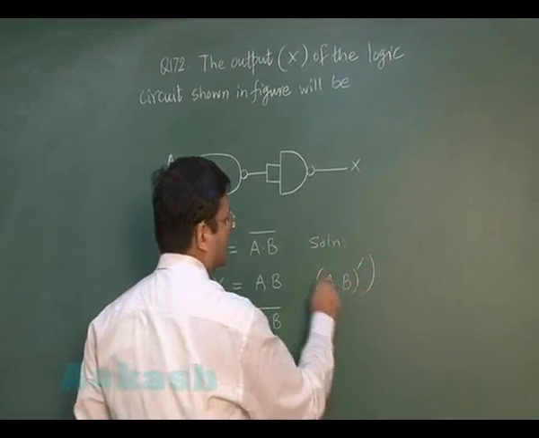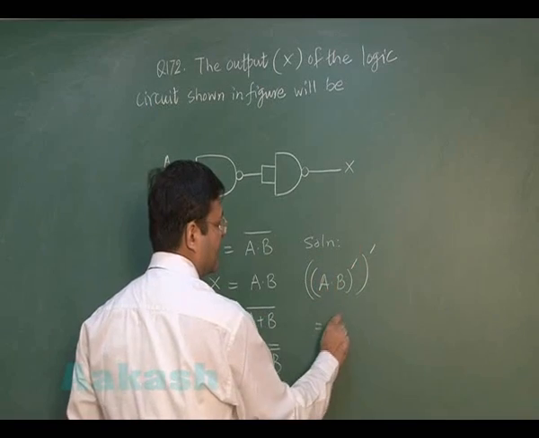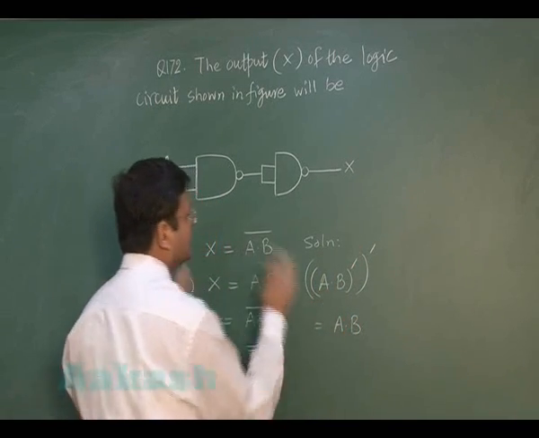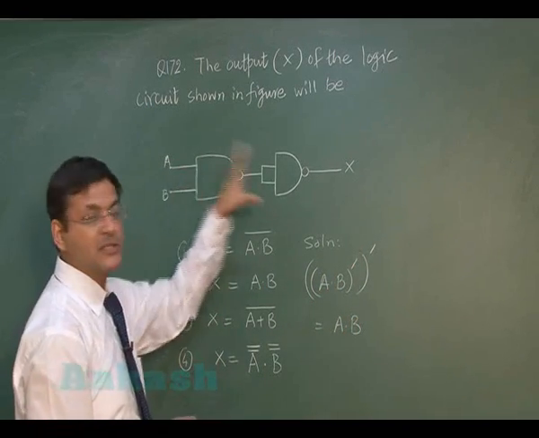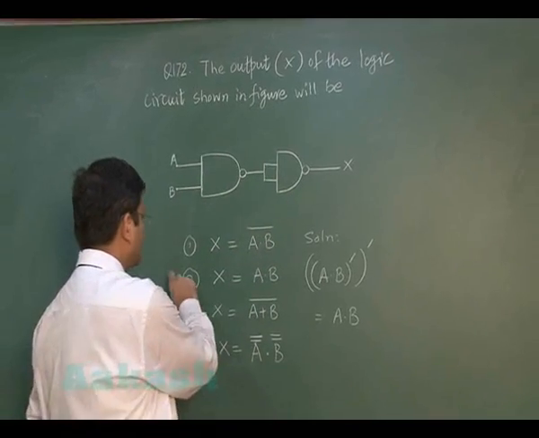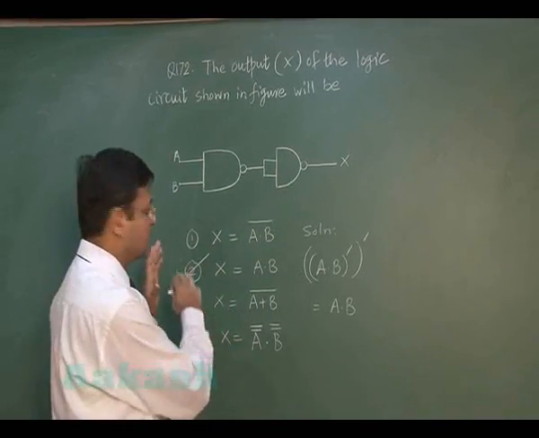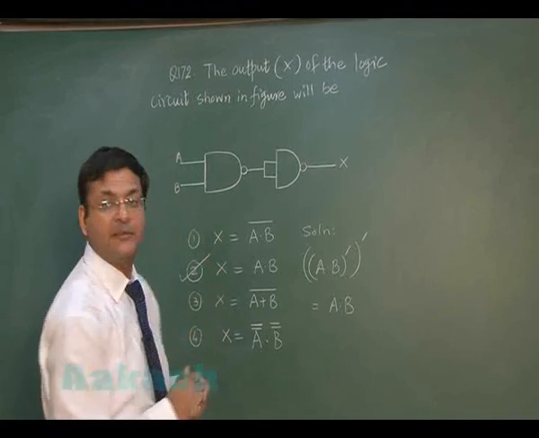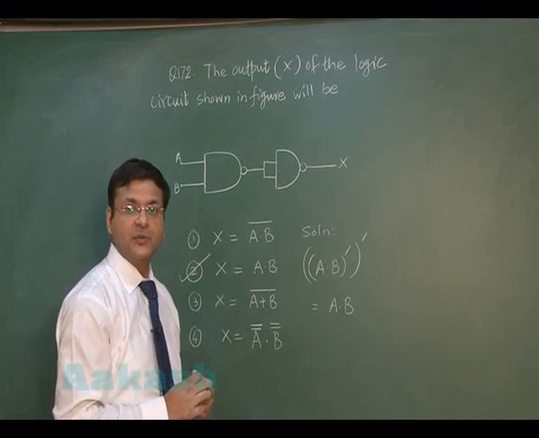NOT again means the complement of that, and that will make it a dot b. So this is working as an AND gate, isn't it? NAND plus NOT, that makes it AND gate. So most appropriate answer we should think as 2 for question number 172. Look at next question, that is 173.